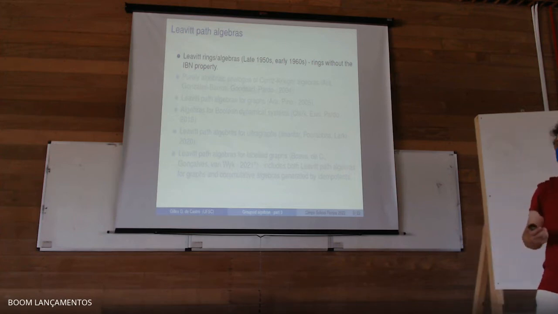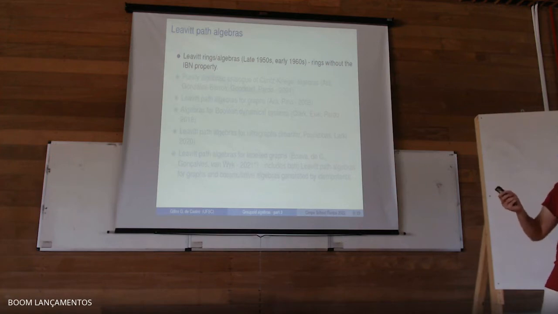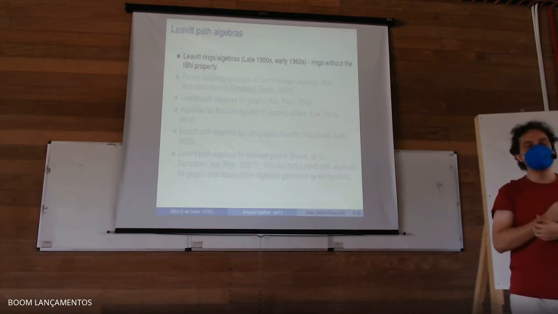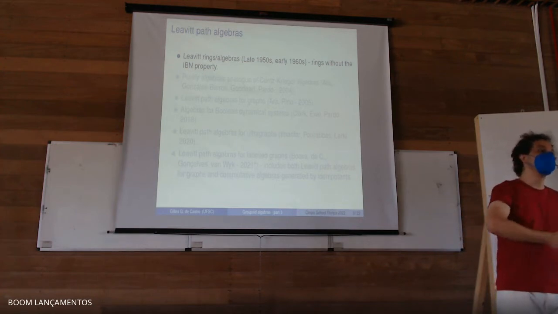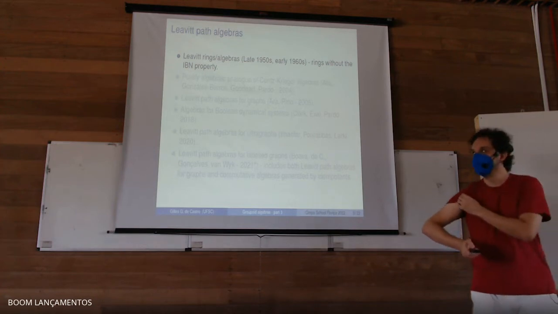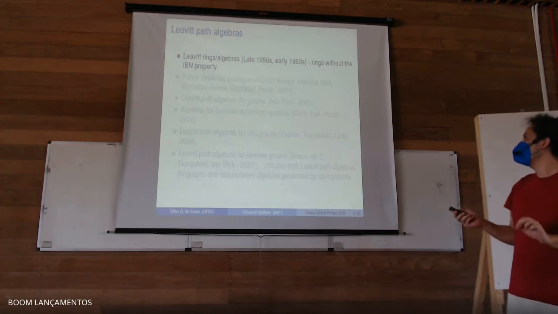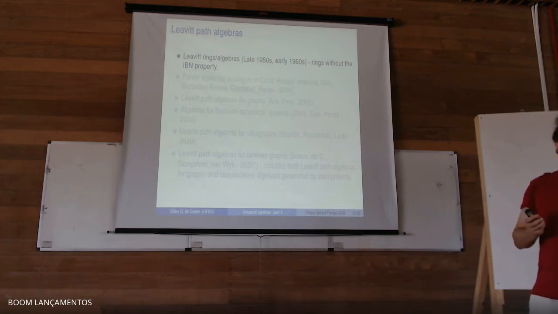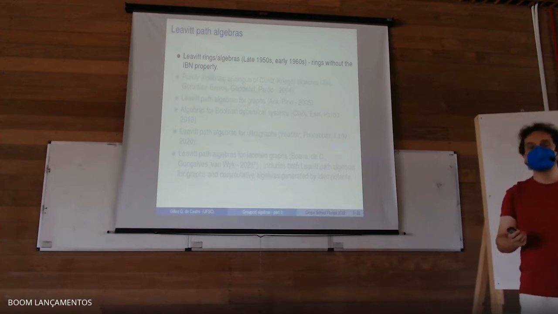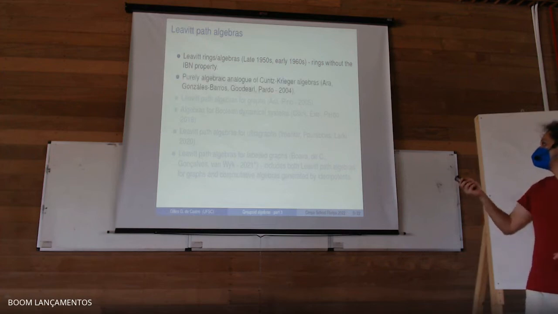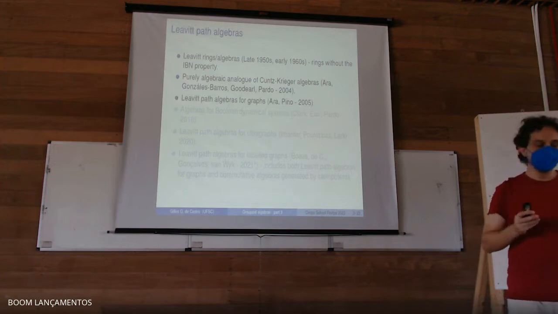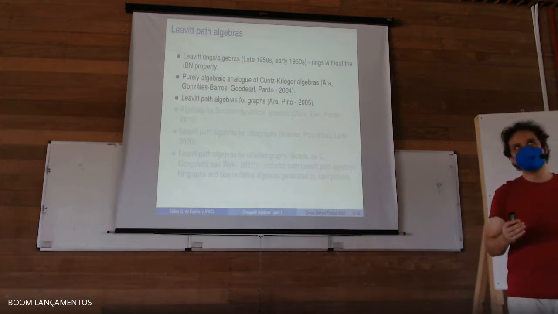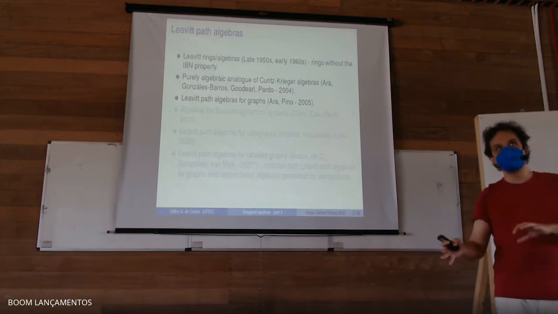And then people realized that the relation that Leavitt used, at least for a class of the relations, really was the same relation that Cuntz used for his definition. So they started seeing this connection between the Leavitt algebras and the Cuntz algebras, and I think these two papers really were the ones that started the Leavitt path algebras. First they see this connection between Leavitt algebras and Cuntz algebras.